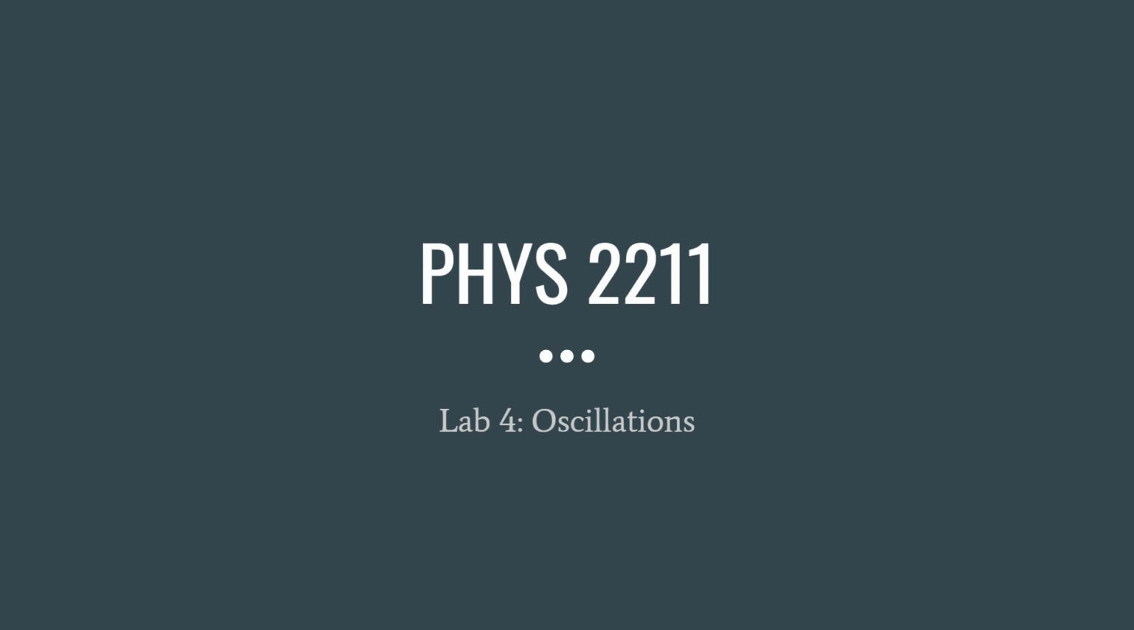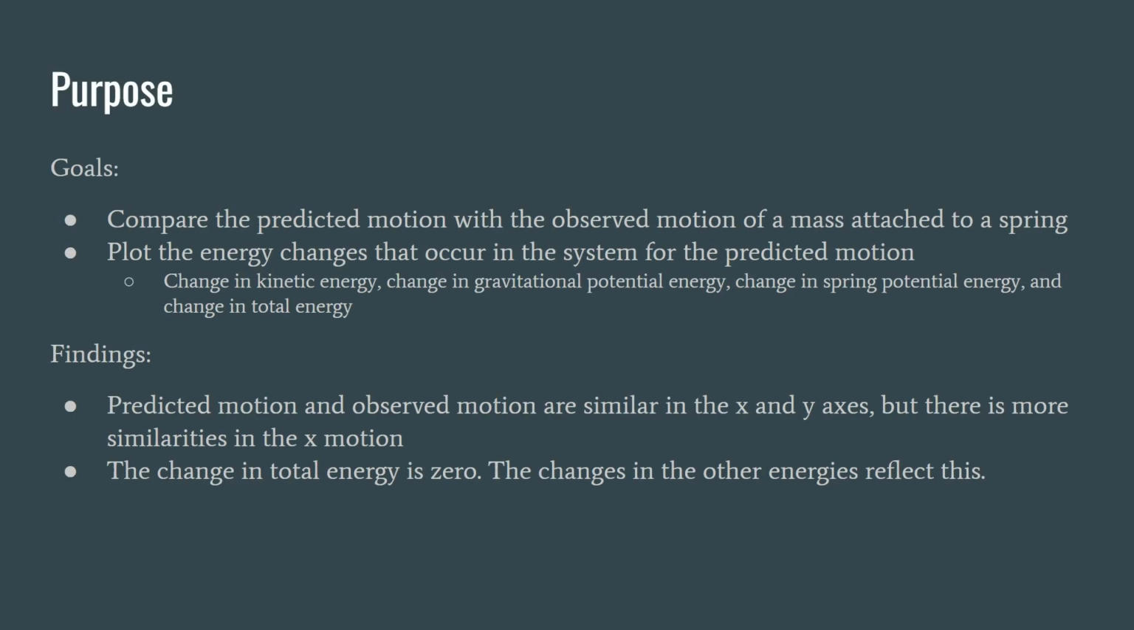My name is Ignacio Galindo, and this is my Physics 2211 Lab 4 Oscillations. There are some goals for this lab to begin with. First, we need to compare the predicted motion with the observed motion of a mass attached to a spring, and then we need to plot the energy changes that occur in the system for the predicted motion. These include the change in kinetic energy, the change in gravitational potential energy, the change in spring potential energy, and the change in total energy.